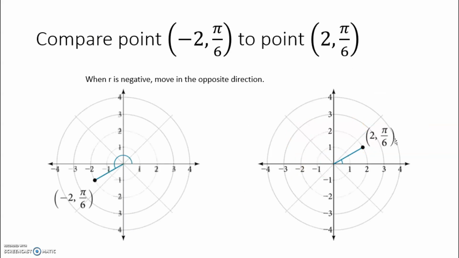Okay, if you compare the two, this is where our positive 2 was over here. And then once we have a negative, you just go straight across from the first quadrant to the third quadrant. And this is where our point should be.